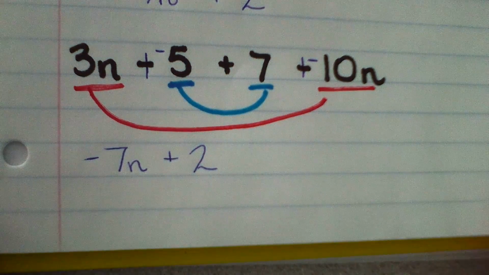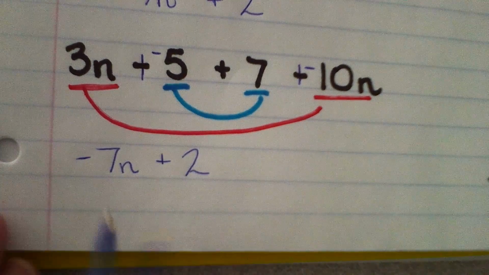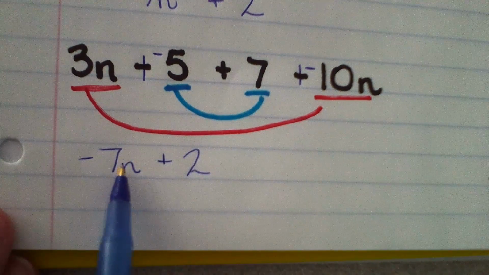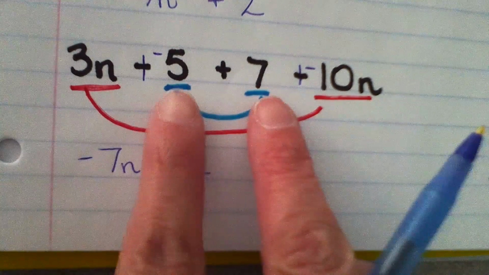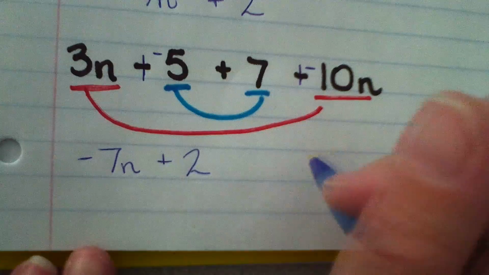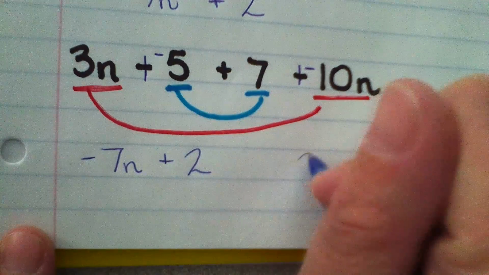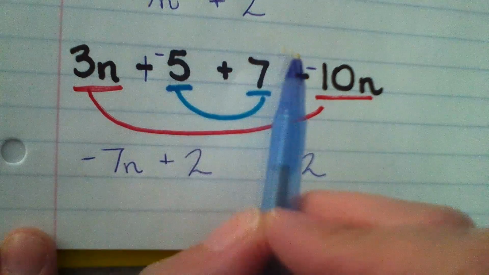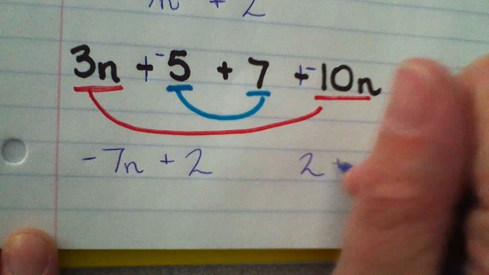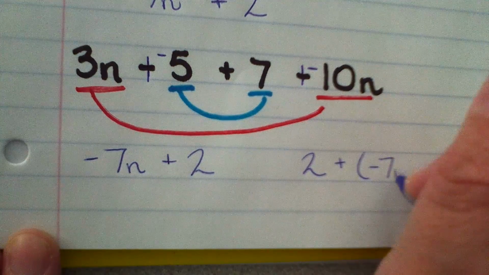Now, one more thing I should note: when you write this, you might end up writing it in a different way. You could actually put these first. So I could do my negative 5 and positive 7 first. So I might get a positive 2, and then I could group my terms that have the n, and I would get plus a negative 7n.